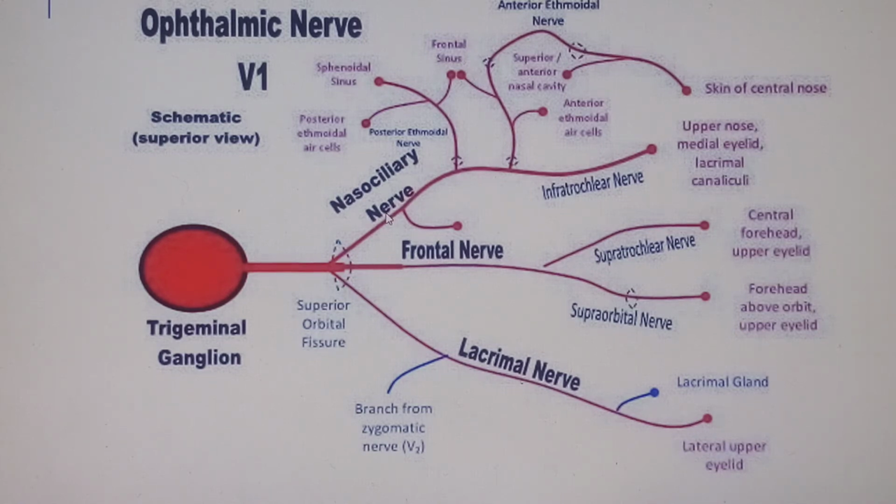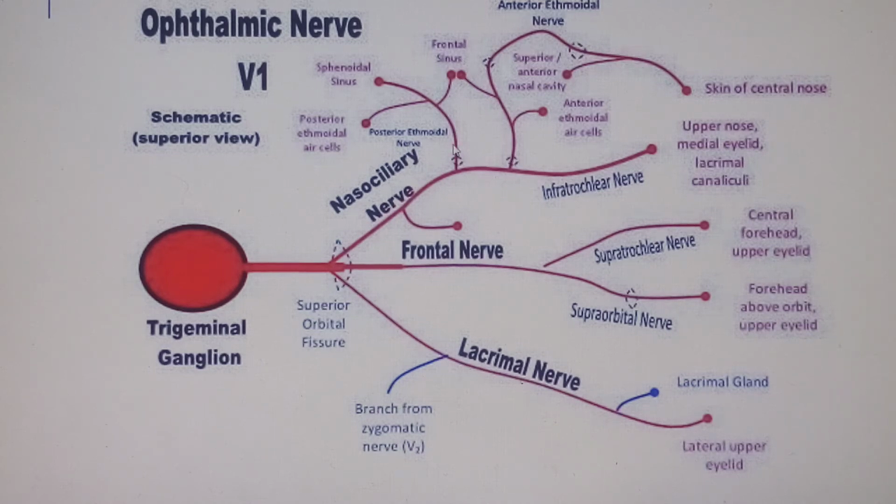Now one thing that we find is that this nasociliary nerve will give off what we call the posterior ethmoidal nerve. And the posterior ethmoidal nerve will supply the posterior ethmoidal air cells. Not only that, even the middle ethmoidal air cells alongside the sphenoidal air sinus. That's very important that you should know that the sphenoidal air sinus is supplied by what? Supplied by the posterior ethmoidal nerve.